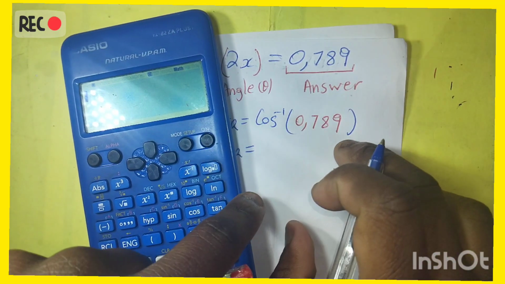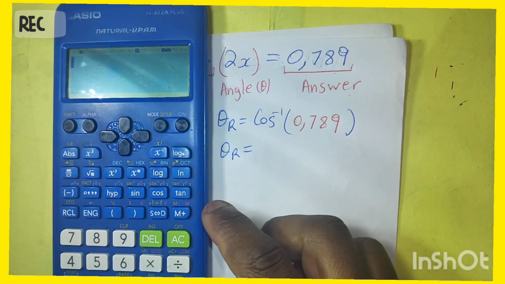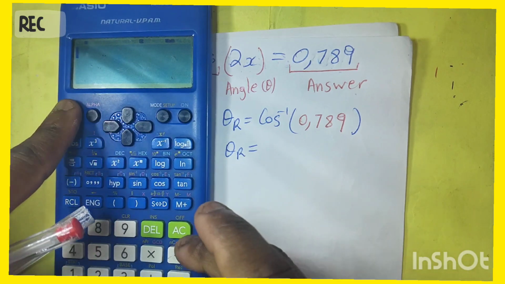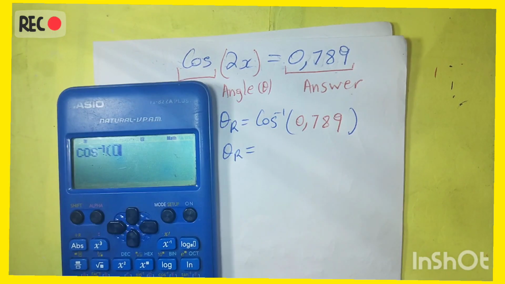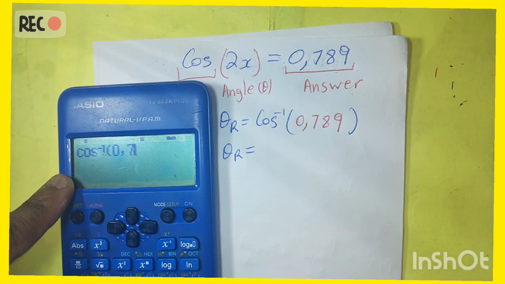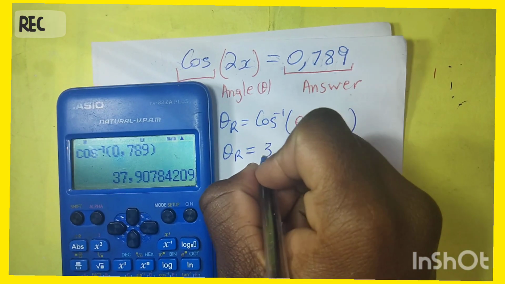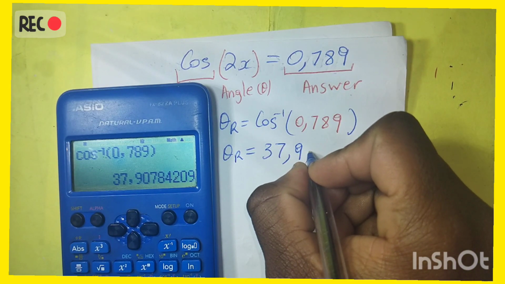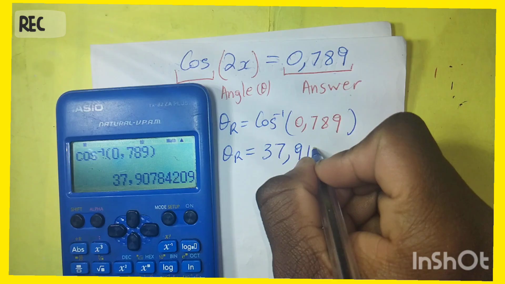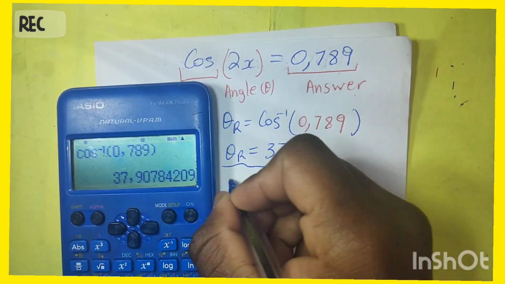So now I can just press my calculator by saying shift cos. Pressing shift cos, I'll say this thing like this, 0.789, close. So this is what I get, guys, which is 37.9. So round it off, guys, to two decimal places. That thing there is an angle.